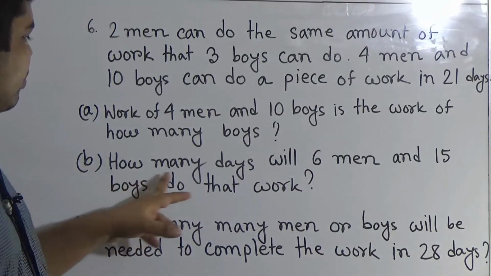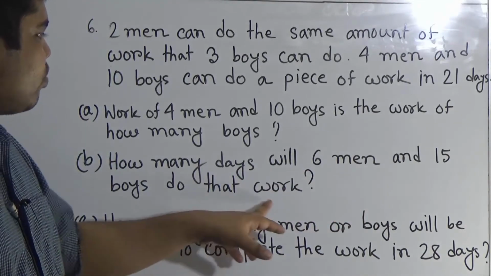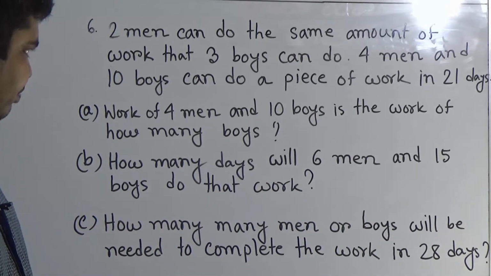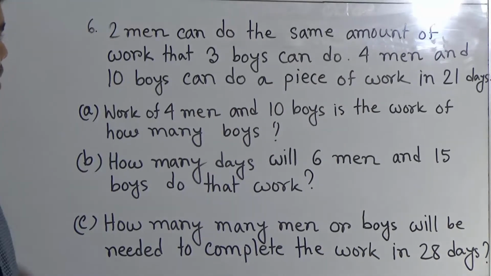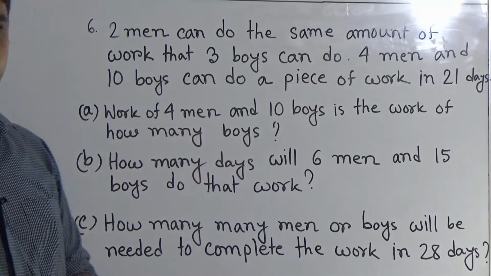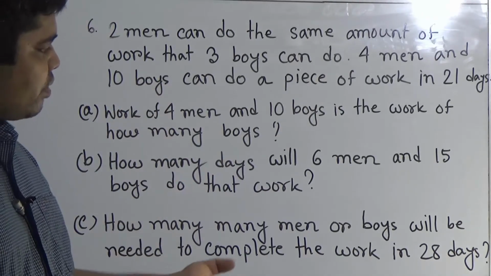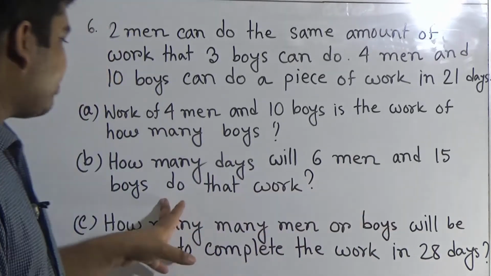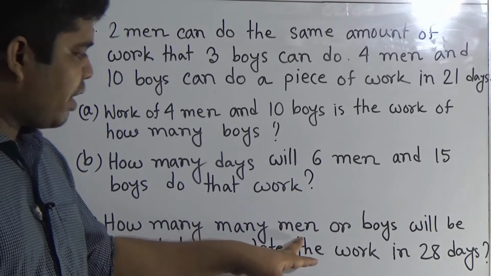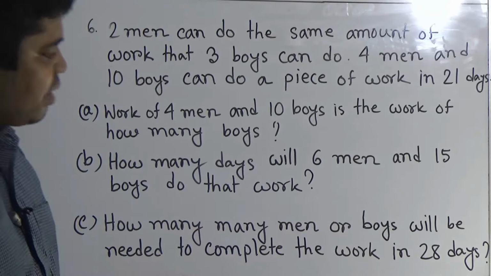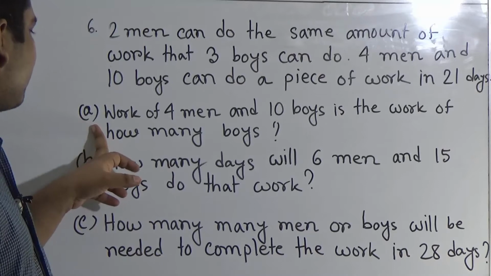Question number B. How many days will 6 men and 15 boys take to do that work? That means, my dear students, from this information at first we convert 4 men and 10 boys work into the work of boys. After that we do the same for the work of 6 men and 15 boys. After that we can solve this math. Question number C. How many men or boys will be needed to complete the work in 28 days? Okay, so my dear students, at first we solve question number A.